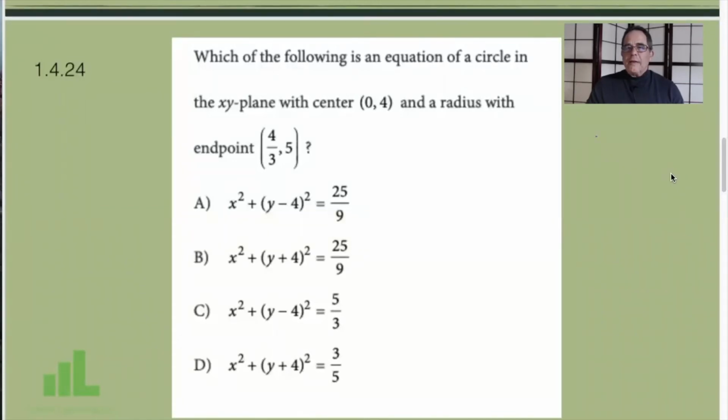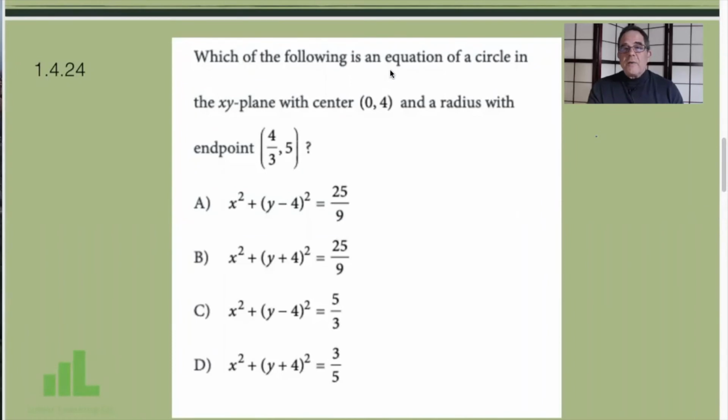Here's one that has to do with the equation of a circle. If you were paying attention during the Pythagorean theorem exercises, you know that the equation of a circle, the distance formula, and the Pythagorean theorem are all the same thing. But if you weren't, let's review the equation of a circle. And let's go to the question.